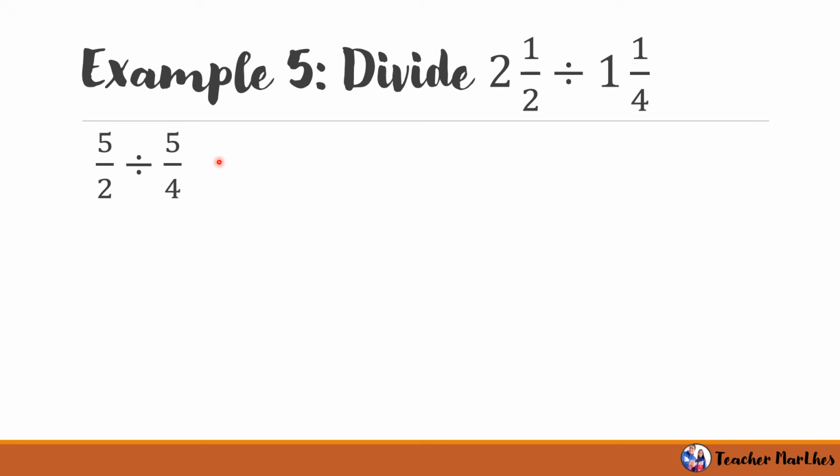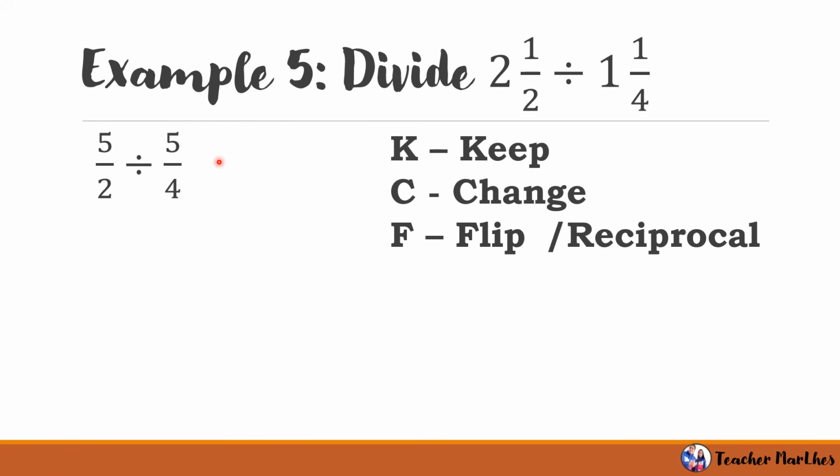So, following the rule, so the steps, meron tayong keep, change, and then flip. So, una, keep. Keep the dividend. So, meron tayong 5 over 2. Then, change the operation to multiplication. Then, flip the divisor. We have 5 over 4. Babalik tayo para sa reciprocal. We have 4 over 5.